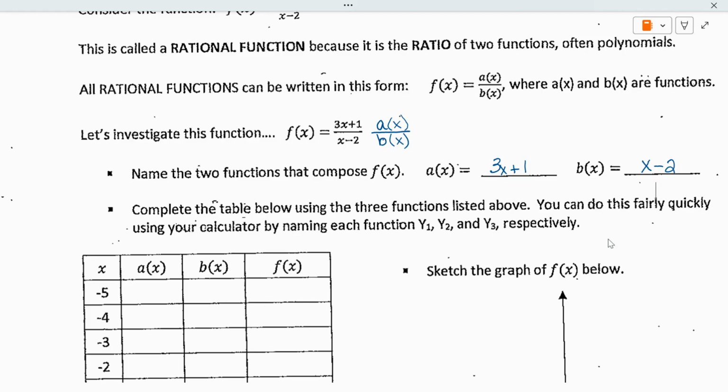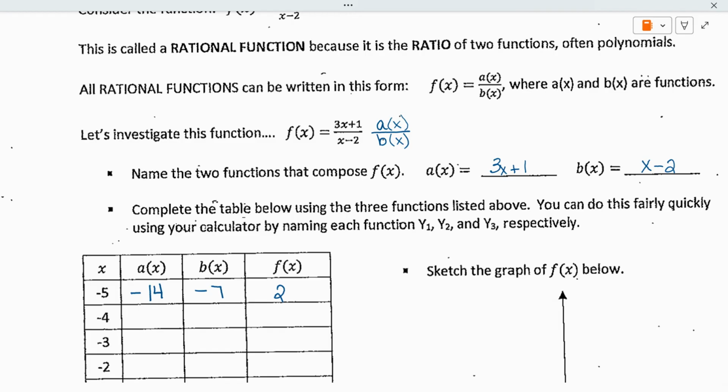Okay, so I have to start with negative 5 on my calculator. When x is negative 5, what is a of x? I think it's negative 14, right? When I let x equal negative 5, what is b of x? Negative 7. What is negative 14 divided by negative 7? 2. Let's go to the y3. Did you get a 2 in your table, y3? If you arrow over, do you get a 2? Yes, you do. That makes sense.